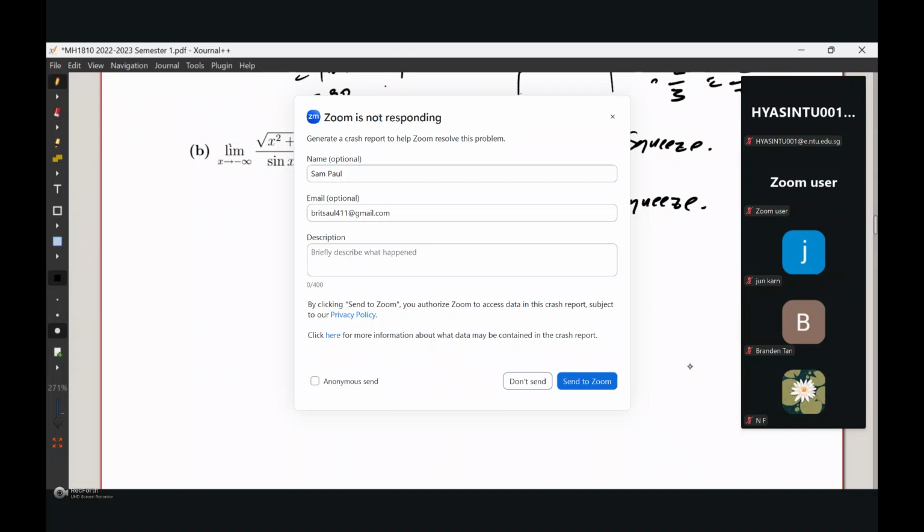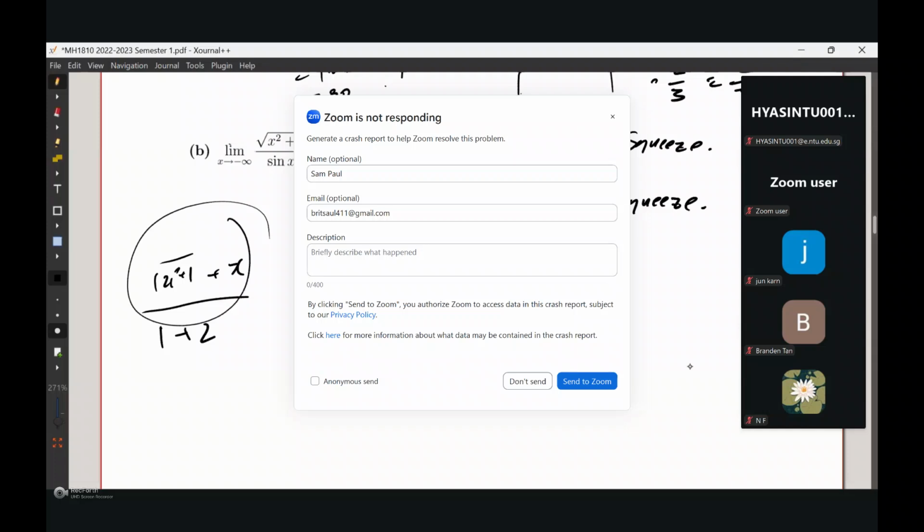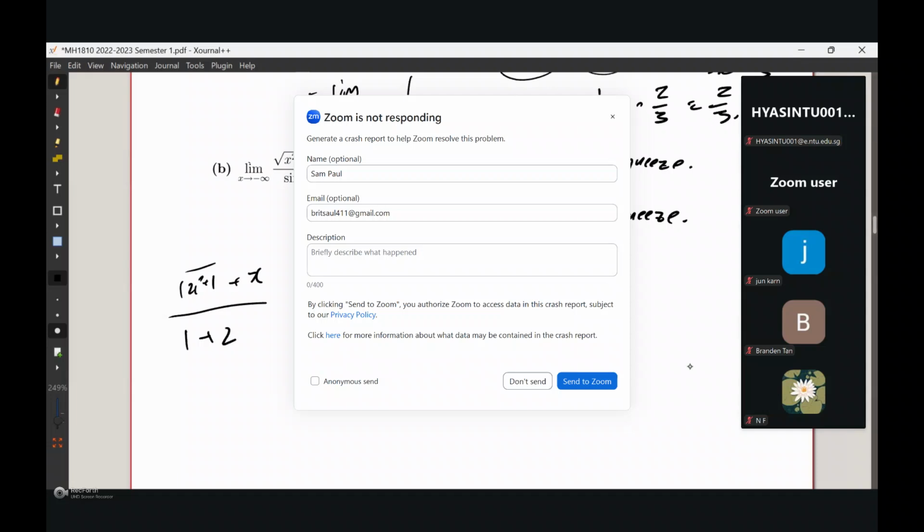So the squeeze should look like this. The square root of x squared plus 1 plus x, over sine x plus 2, will be between the square root of x squared plus 1 plus x over negative 1 plus 2, and the square root of x squared plus 1 plus x over 1 plus 2. All we need to do is check whether this limit is equal to this limit. If they are equal, we can conclude by squeeze theorem the limit will be that value. But if we somehow find that they're not equal, then you cannot conclude anything. So all I need to do is check the limit of this now.